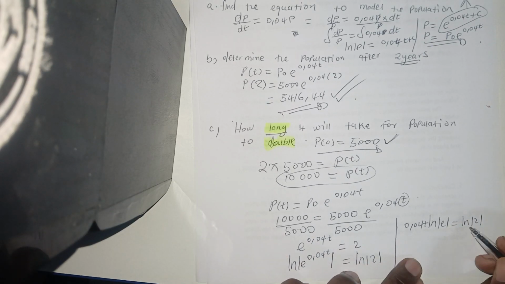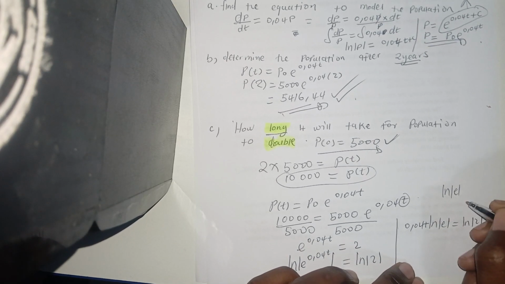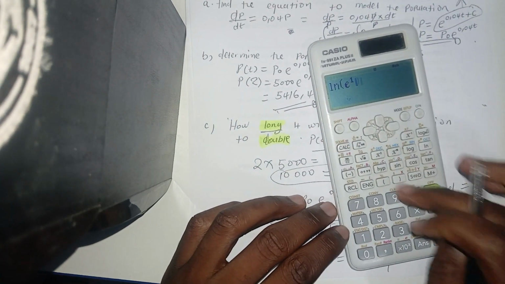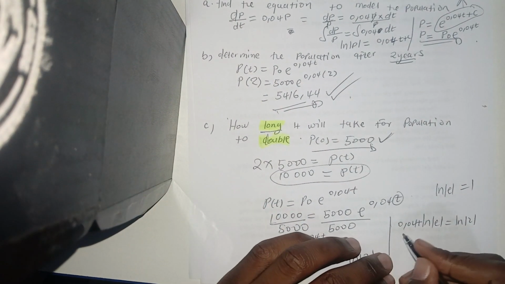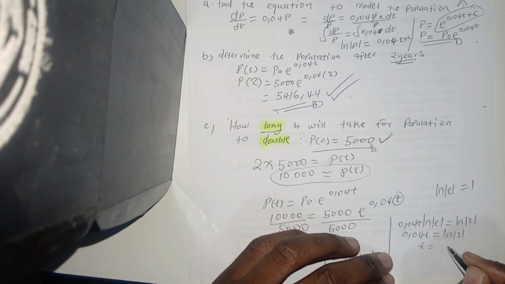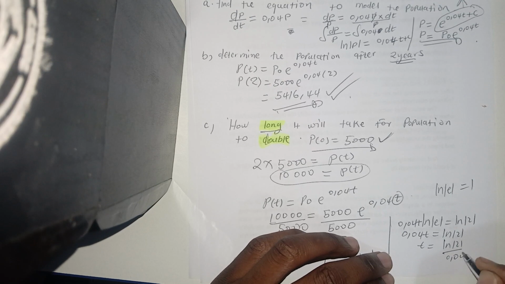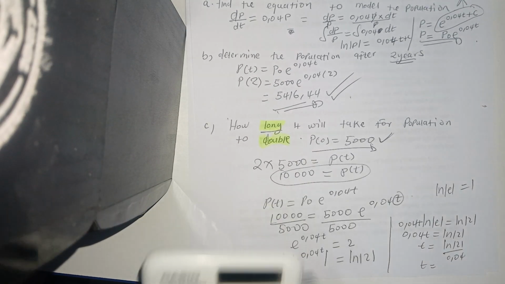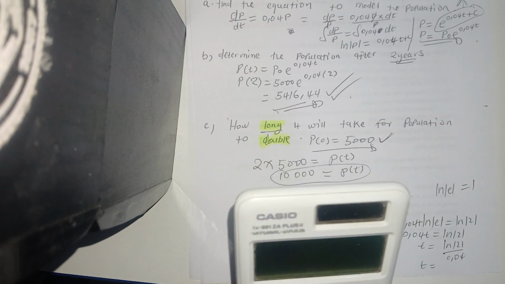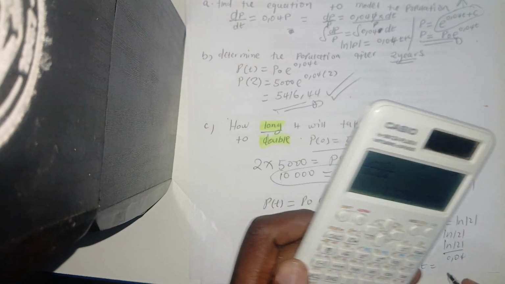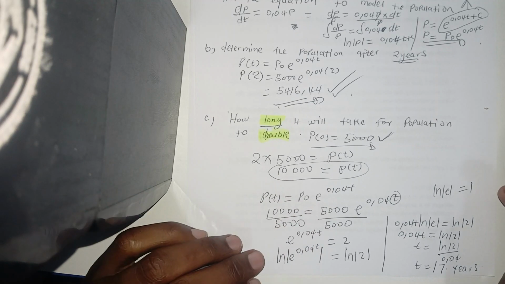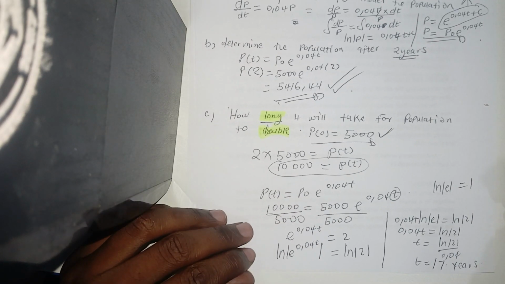Then you know that ln of e is 1. If you don't believe me, I'm just going to show you. So that means 0.04 t is equal to ln of 2. Then t is equal to ln of 2 divided by 0.04. We'll have 17. So that means it will take 17 years for this population to double.